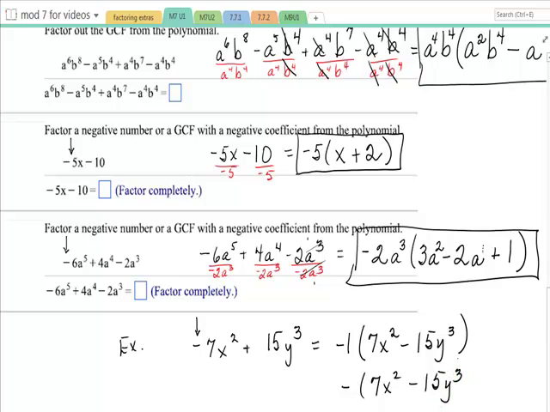So if the leading term is negative, there must be a negative common factor factored out. If there's not a shared number, like in these two, then you will just take out a -1. Okay, I hope that that is enough to do 6.1.1.